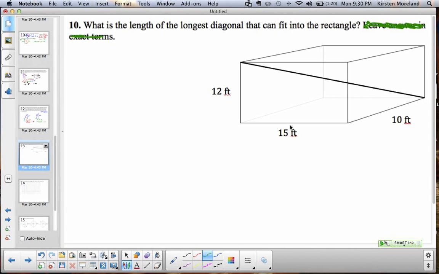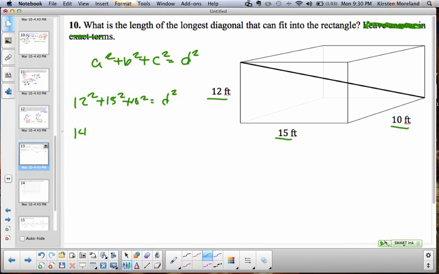Okay, so what you can actually do on this one is notice that it's 3 dimensions. So normally Pythagorean theorem is just for 2 dimensions, but we're going to make it into 3 dimensions. So I'm going to do 12 squared plus 15 squared plus 10 squared equals the diagonal squared, which is what we want to find here.